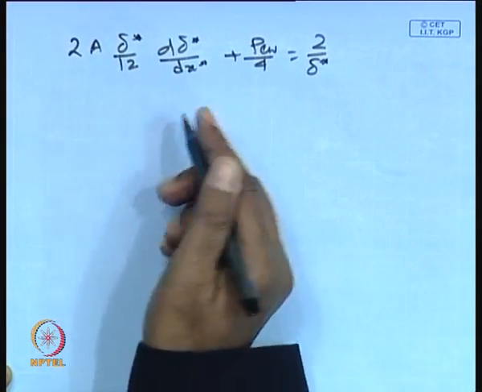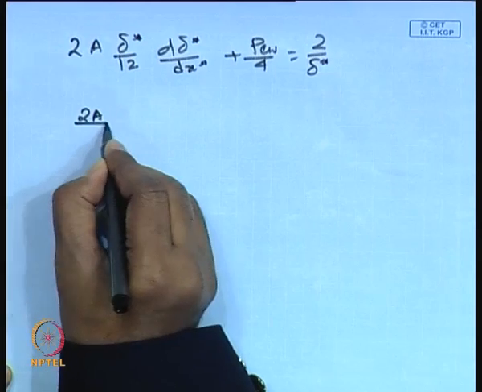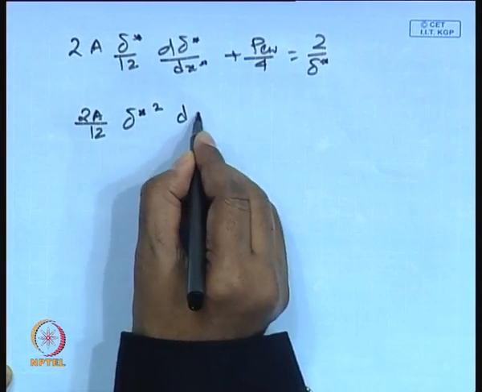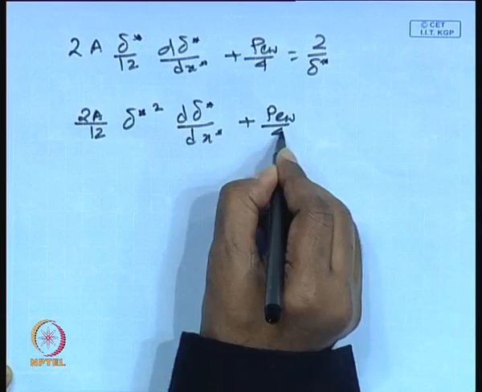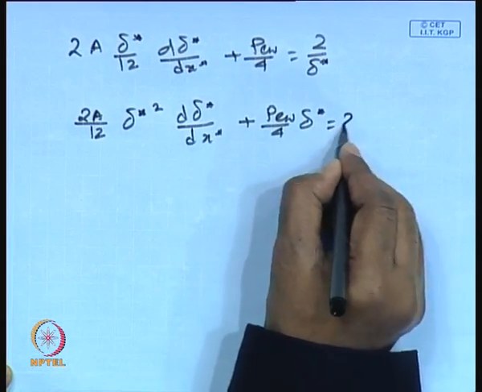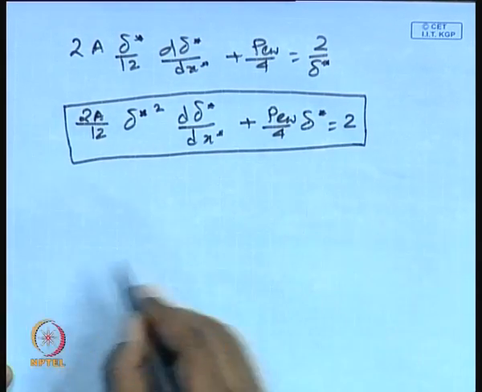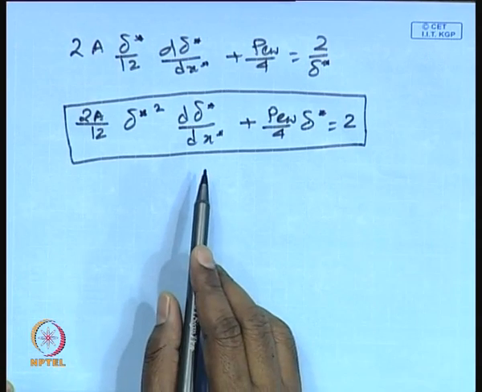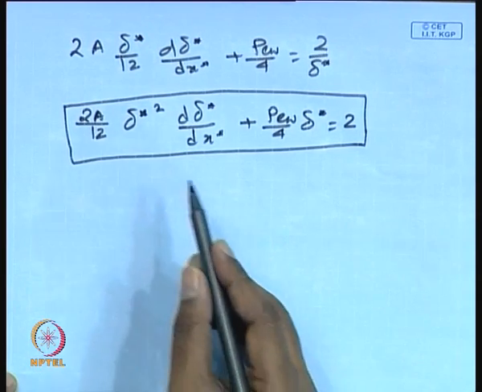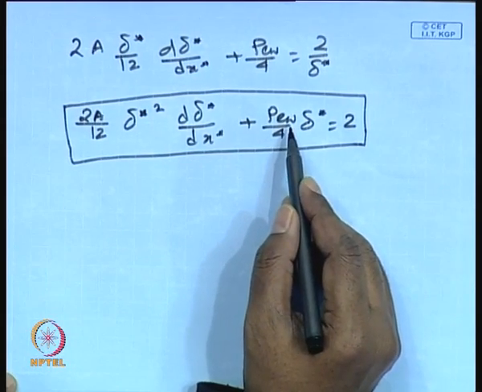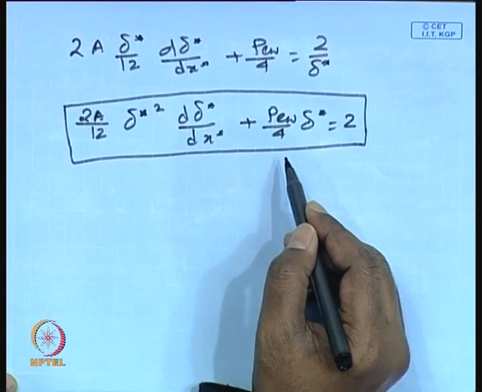So, you can multiply both sides by delta star. So, you will be getting 2a by 12 delta star square d delta star dx star plus pw by 4 delta star is equal to 2. So, your governing equation now results into this expression. Now, there is a trick here. The trick is that since pw is a function of x, you can estimate pw in terms of delta star from a separate equation.